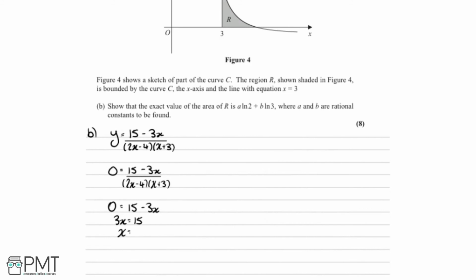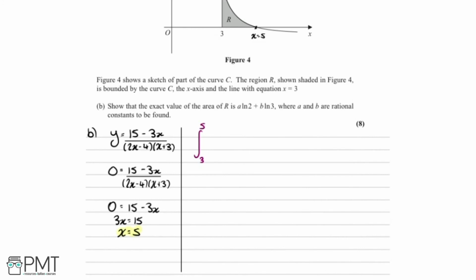So x equals 5. So that's great. We've got our first bit of information that we need to know: that this point right here is x equals 5. So essentially, to answer the question, we're going to need to integrate between x equals 3 and x equals 5.